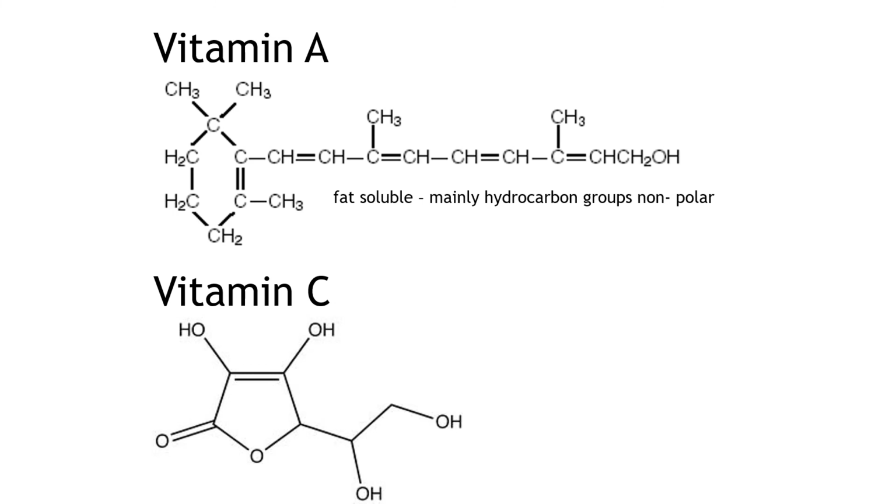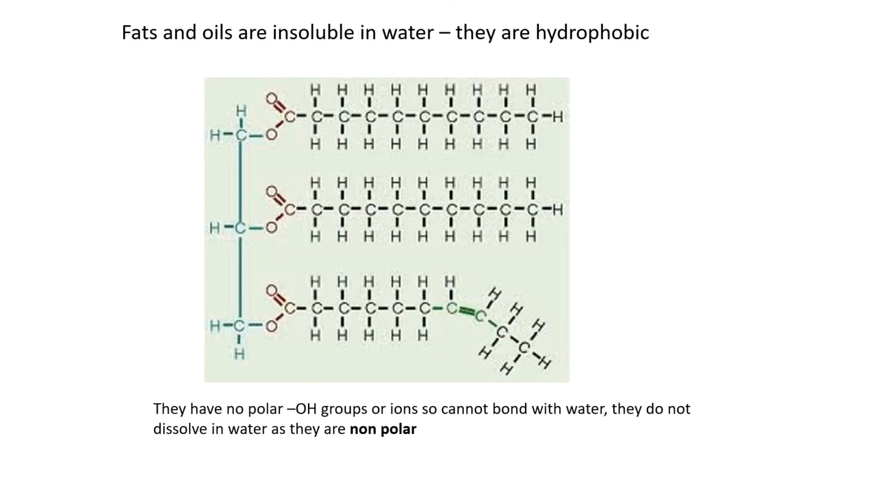So you can see that vitamin A is fat soluble, mainly hydrocarbon groups, non-polar. However, vitamin C, which you often find in juices which are quite full of water, contains several hydroxyl groups which can hydrogen bond with water, so they're polar. Remember, like dissolves like. This is just going to relate to the bonding that we covered earlier.